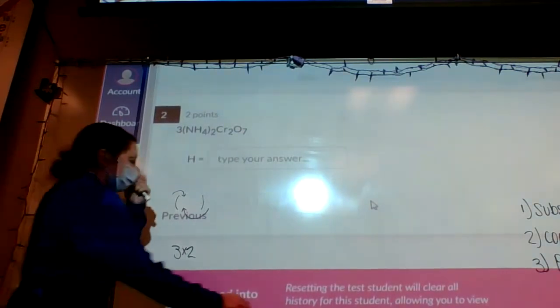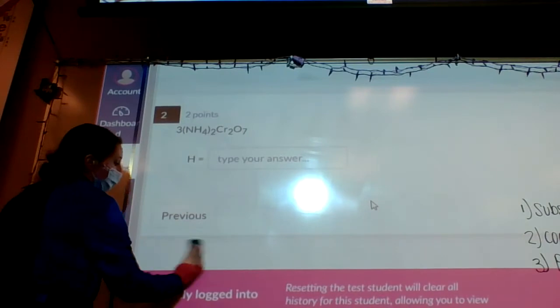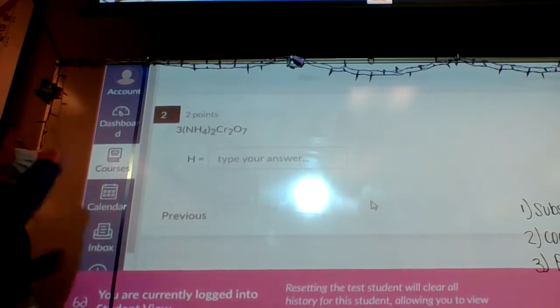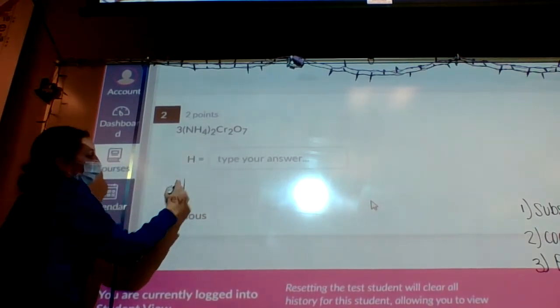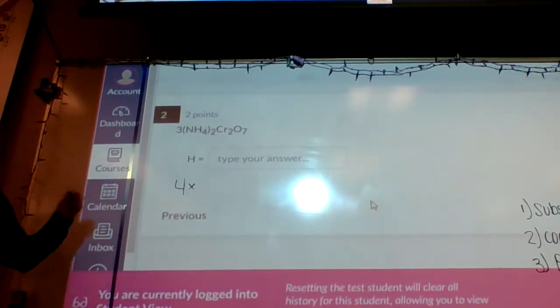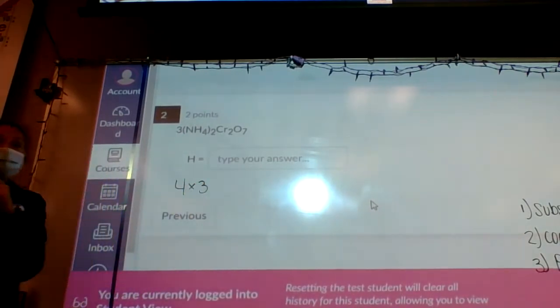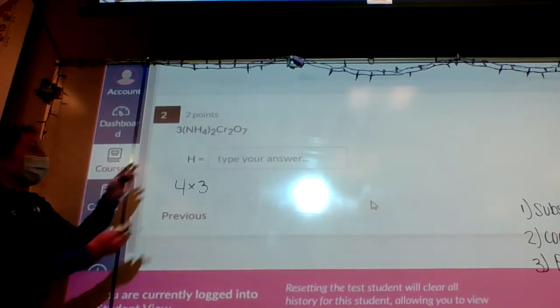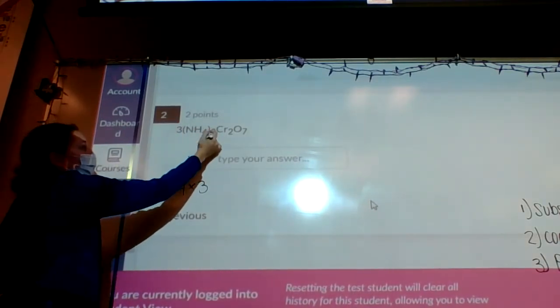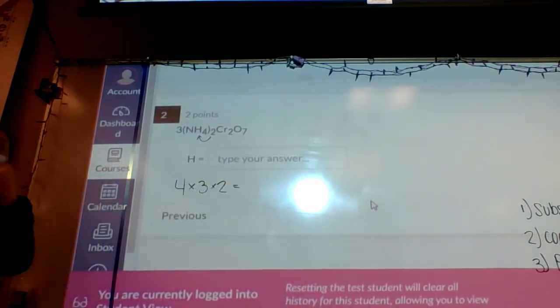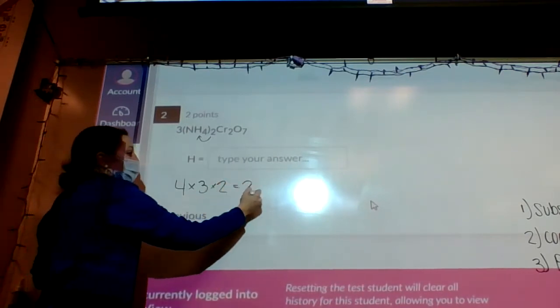Okay, the same compound, but this time we want to do hydrogen. This is an easy way that I do it. I look to see if hydrogen has its own subscript. It has its own 4, so I'm going to write that down. Is it affected by a big number? Yes, I'm going to write down that big number. Is it affected by parentheses? Yes, because it is in these parentheses, so it's going to be affected by this 2. I'm going to write down that number, and I'm going to multiply them. 4 times 3 is 12, times 2 gives me 24.